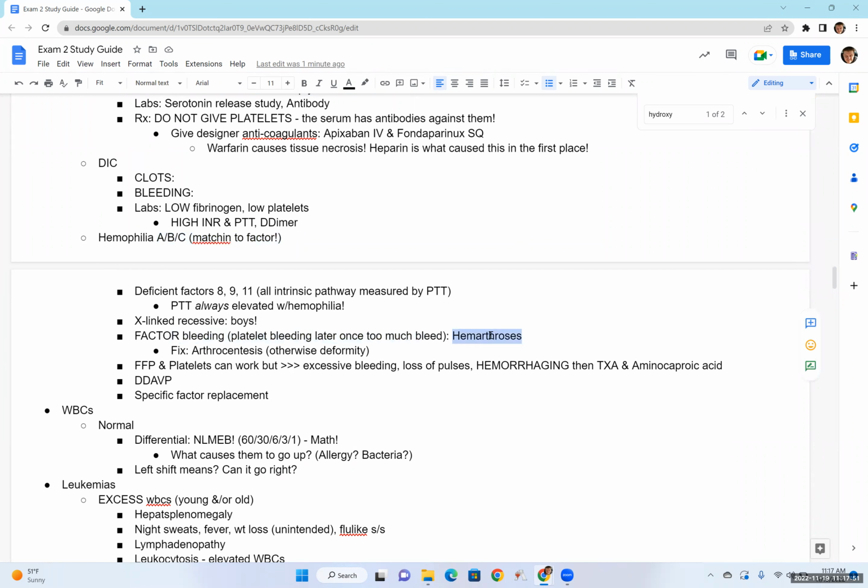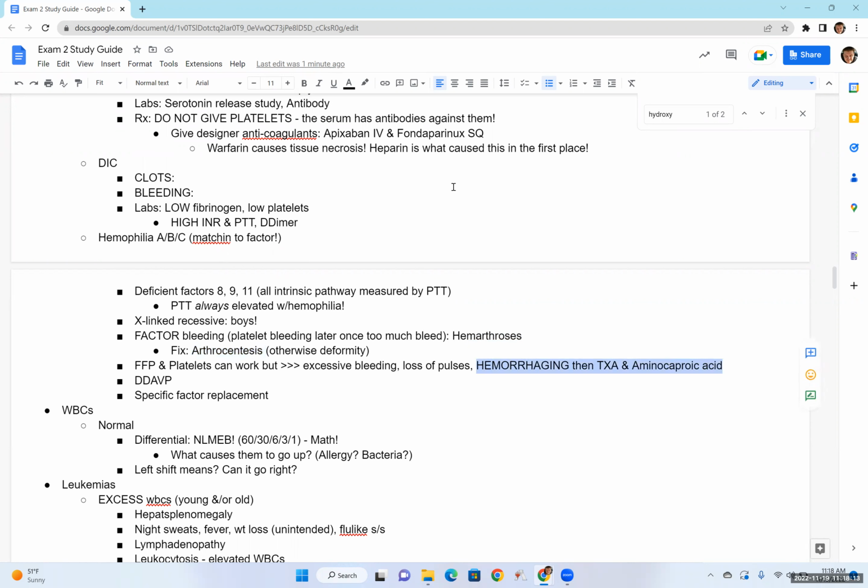hemarthroses, right? And what's the bad thing about hemarthroses? They're deforming, so they have to get what to fix it? An arthrocentesis, right? Otherwise they'll get a deformity. And yes, you can start getting platelet bleeding eventually as you start bleeding and bleeding and bleeding. Right? If someone has life-threatening bleeding, what do you give?